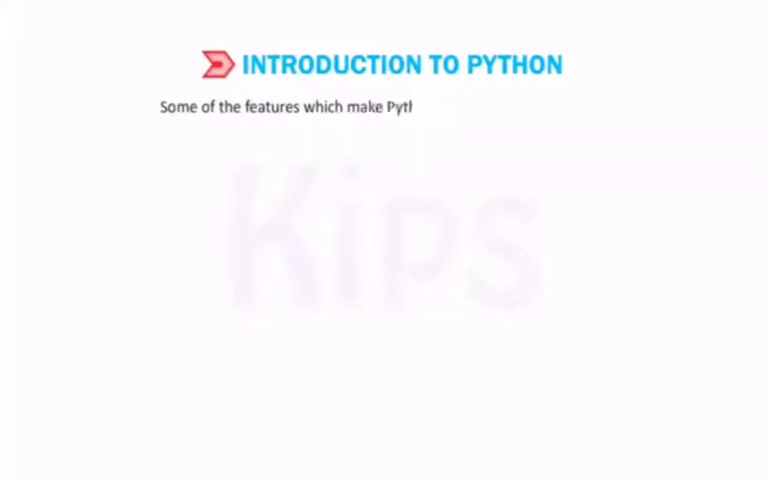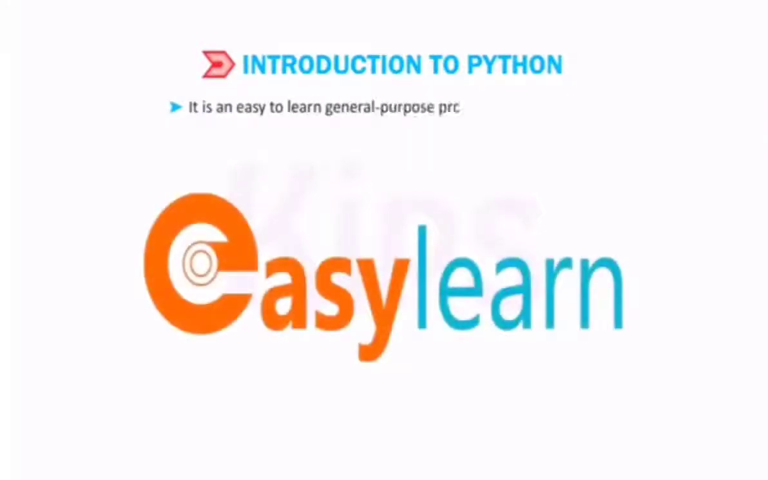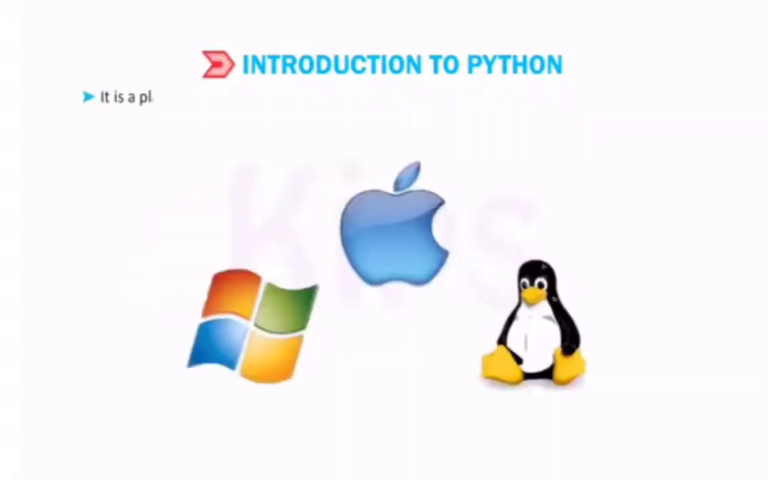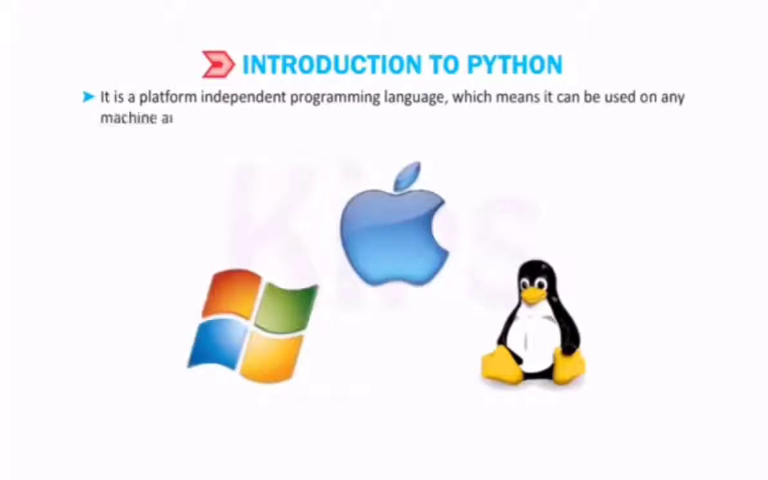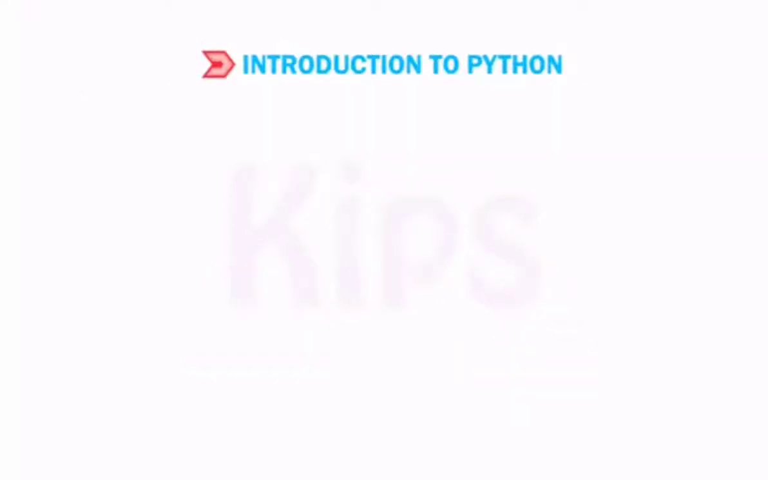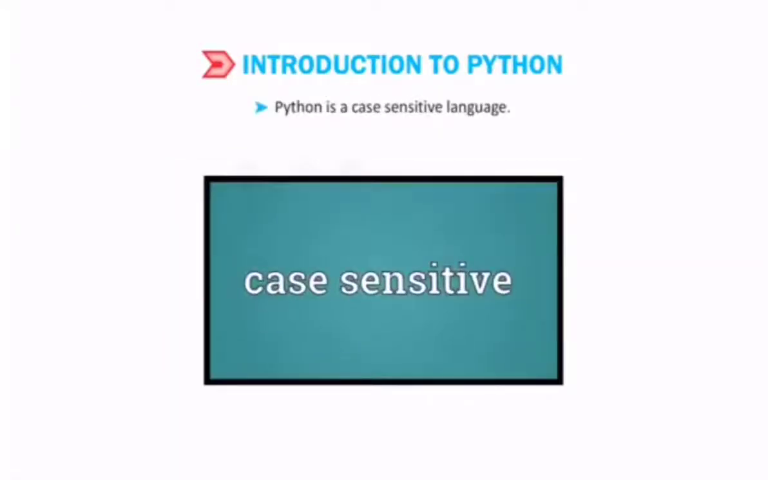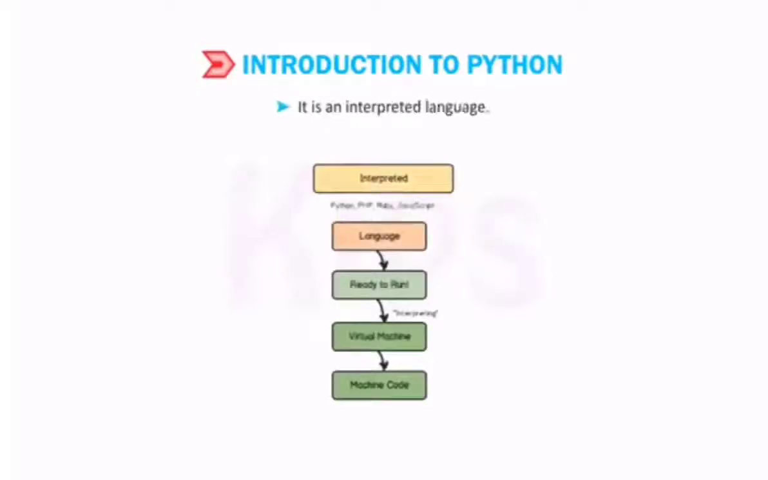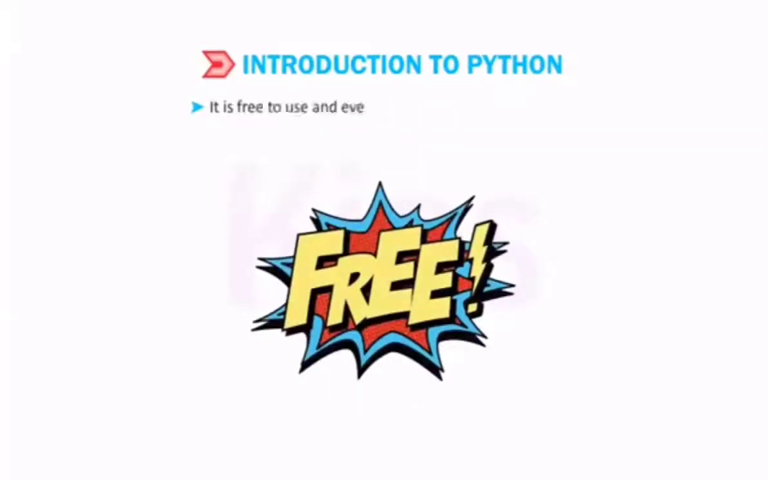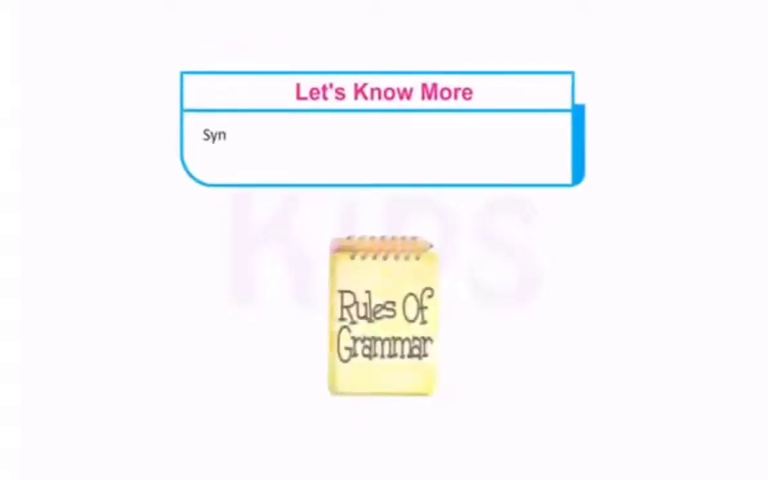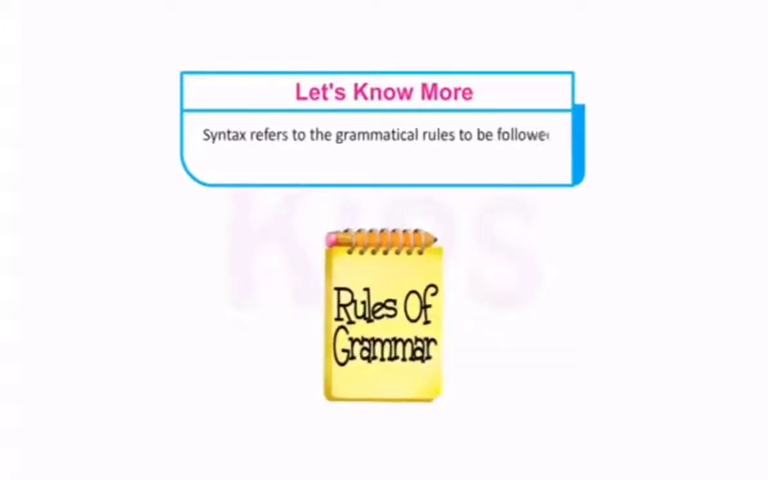Some of the features which make Python so popular are as follows. It is an easy-to-learn general-purpose programming language. It is a platform-independent programming language, which means it can be used on any machine and in any operating system. It has a simple syntax. Python is a case-sensitive language. It is an interpreted language. It is free to use and even free for commercial products. Let's know more. Syntax refers to the grammatical rules to be followed while writing a program in any language.